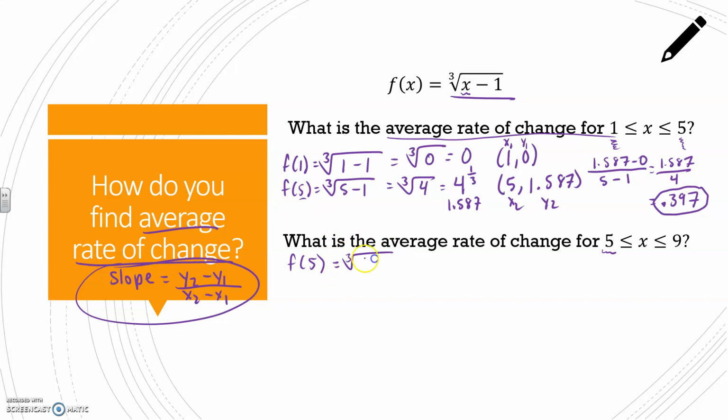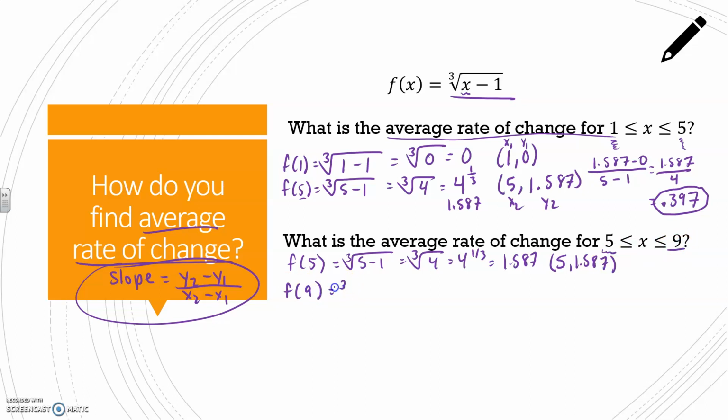So we're going to do cube root of 5 minus 1, which is the cube root of 4, which we already calculated. 4 to the 1/3 is 1.587. Again, I kind of told you that's what it was, and we will see how to type it in. Which means that the first pair is 5, 1.587.